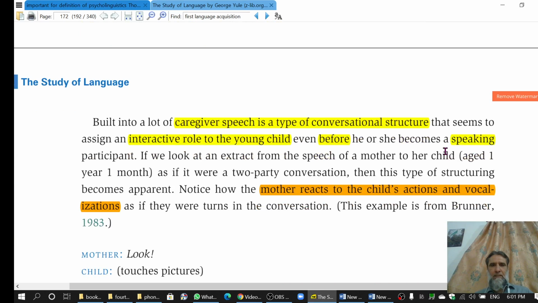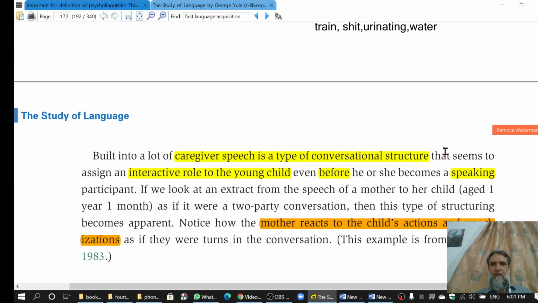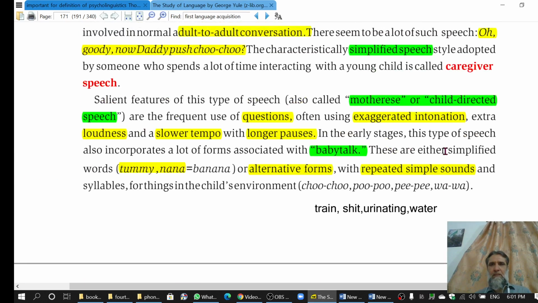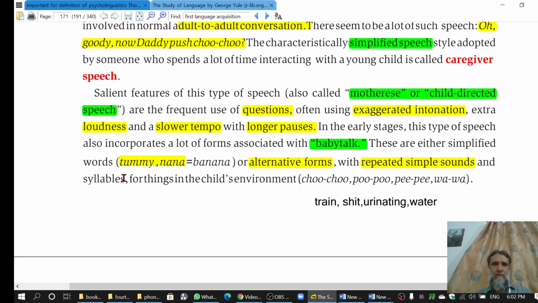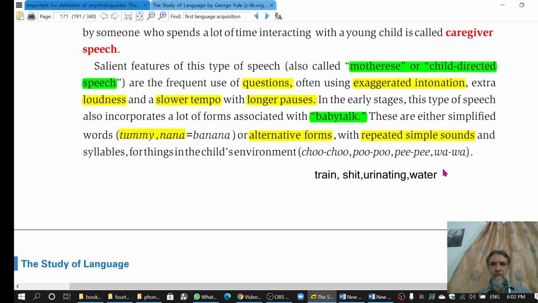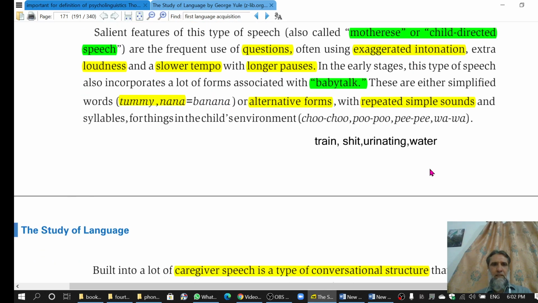So you can see that a very simplified speech is given, and this speech is called caretaker's speech or caregiver speech or motherese or child-directed speech. And the baby talk includes simplified words in which there is a lot of repetition of the sounds, and these are the examples.